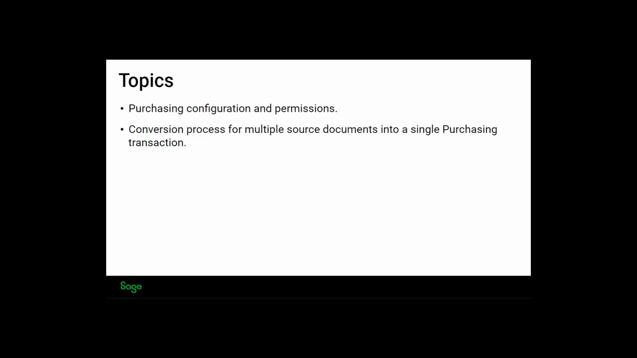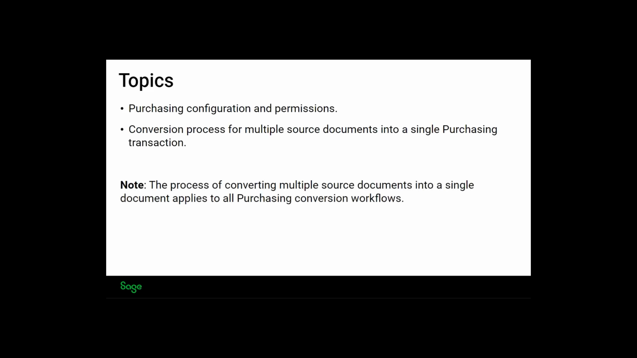We'll explain how to configure purchasing, what the required permissions are, and how the process works for converting multiple source documents into a single purchasing transaction. Although the example in this video involves converting orders into an invoice, this process applies to other purchasing conversion workflows, such as converting quotes into an order document, or orders into a shipping document.